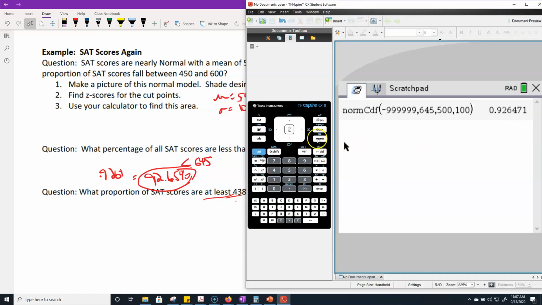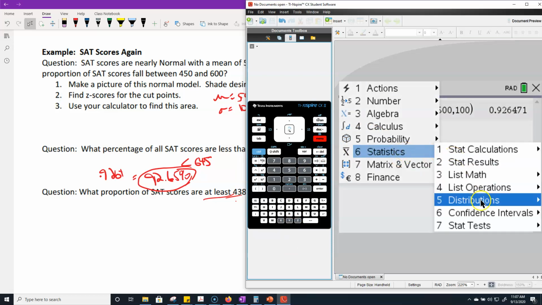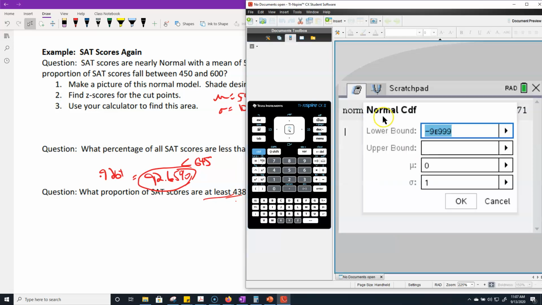So at least 438. So I'm going to do menu, statistics, distributions again, number 5, and then number 2, normal CDF. Now this time it's at least 438, so 438 is the lowest it can be. The highest, just put a really big number, like 99999, like that. The mean would be 500. And the standard deviation would be 100. And once again, we're expecting a decently big number here.